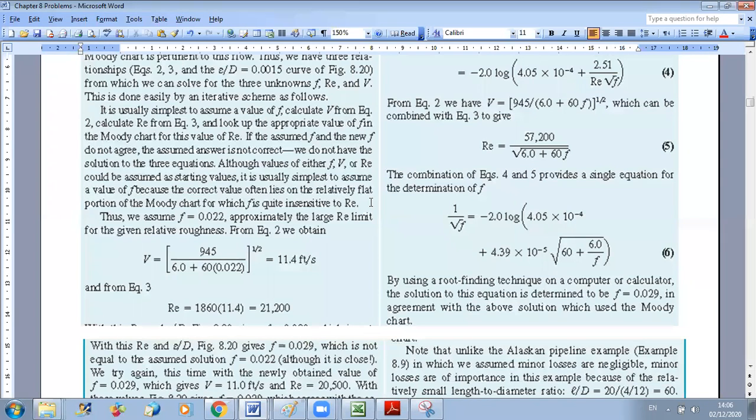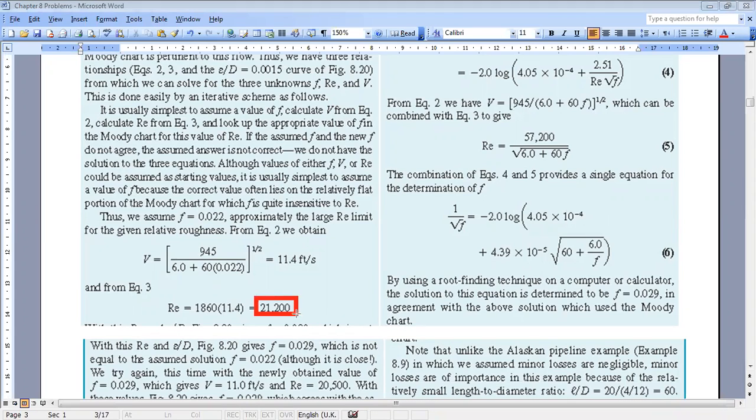So always when I have epsilon over d, it's recommended to start with the value of F corresponding to the flat curve. Now, once I know the value of F, I replace it in the first equation, which will give me the corresponding value of V. Then I replace V in the second equation, which will give me the corresponding Reynolds. So now I get a new Reynolds. Reynolds, I didn't have it, so this is a first assumption for Reynolds, 21.2.